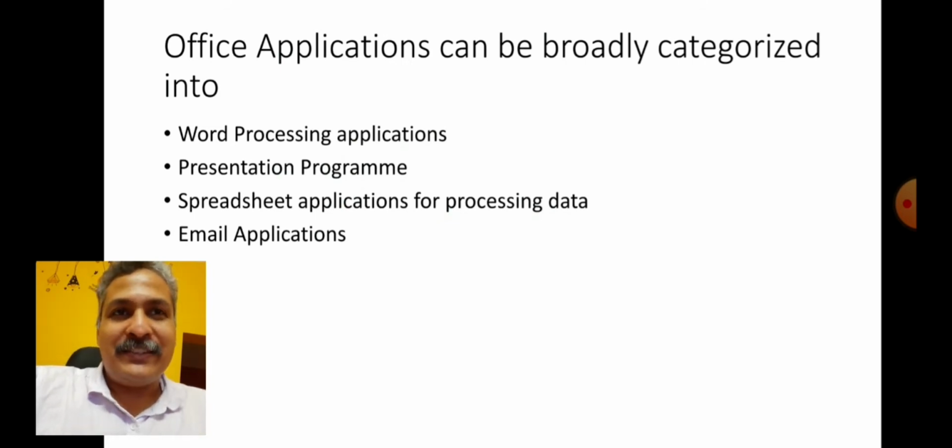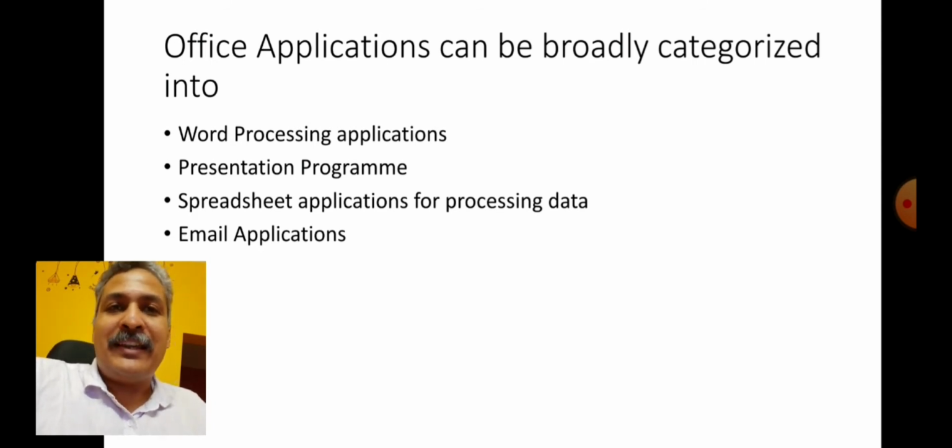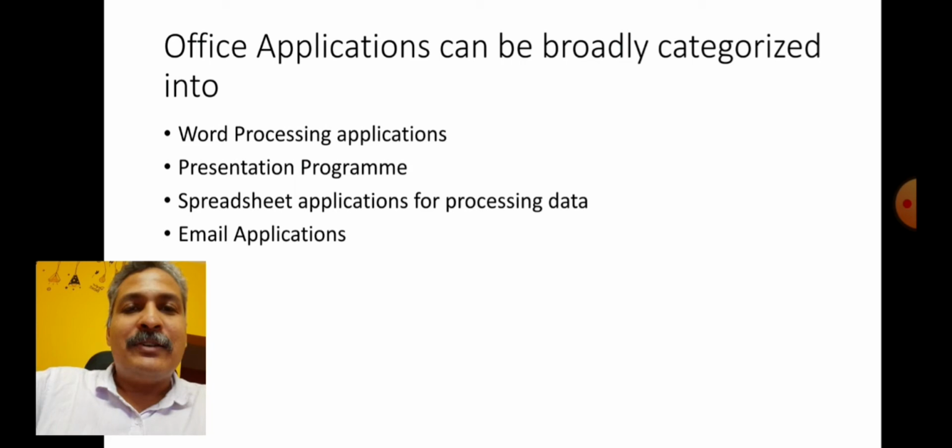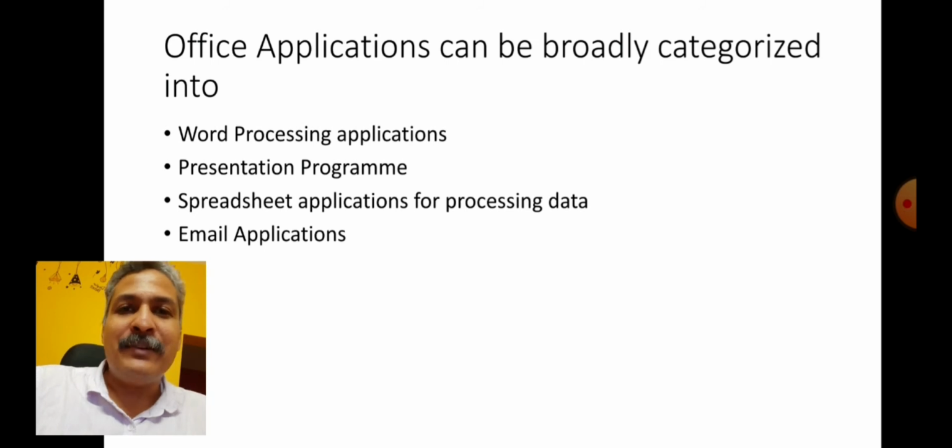So office applications can be broadly categorized into four different types. The first one is, of course, the word processing applications, which we are most familiar with. A typical example is Microsoft Word, but there are other word processing applications as well. The second one is the presentation programs. Presentation programs are nothing but programs which help you to present a particular set of information in front of a large gathering. A typical example is Microsoft PowerPoint.